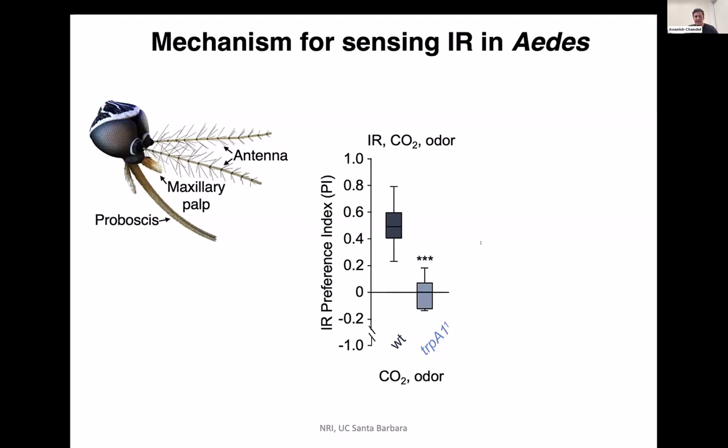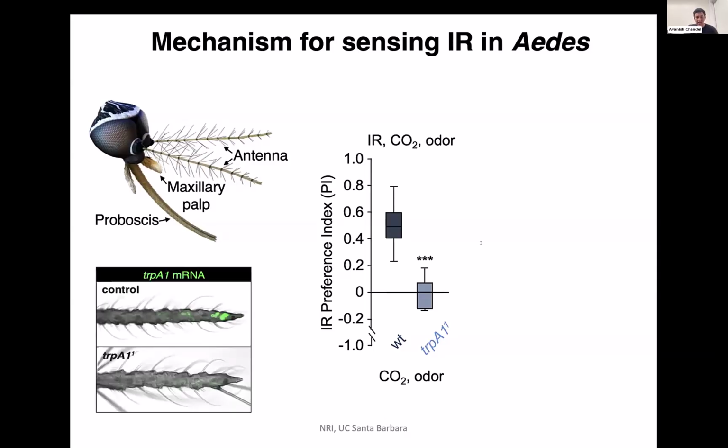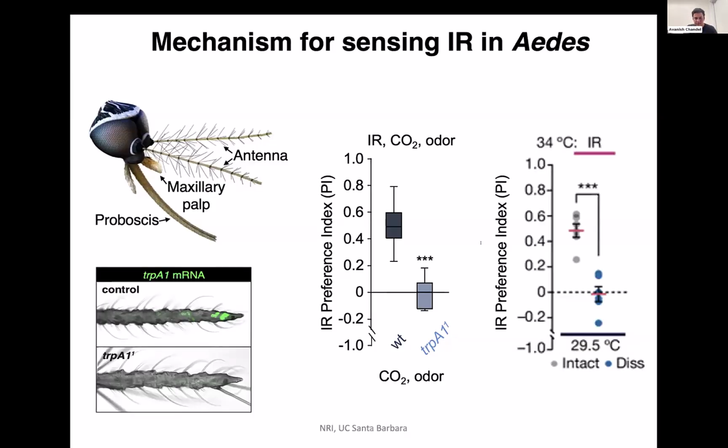However, prior to our work, the expression and localization of TRPA1 in mosquito sensory organs had not been demonstrated. To address this, we performed in situ hybridization and discovered that TRPA1 is specifically expressed at the very tip of the antenna. Guided by this expression pattern, we dissected just the antenna tip of the mosquitoes and again performed the IR preference index behavior, and we found that removing just the tip is sufficient to completely abolish the IR preference in the mosquitoes, confirming that this region, the tip of the antenna, is critical for TRPA1-mediated IR sensing.